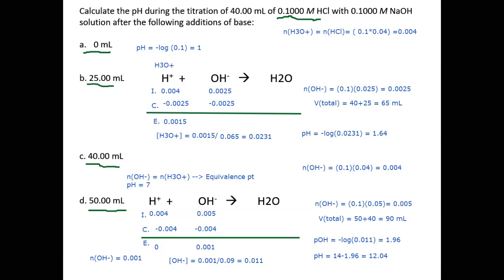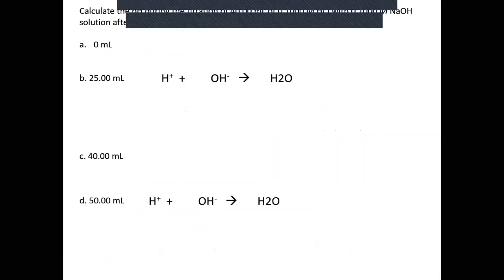If you're at the equivalence point, very easy. pH is 7. Moles of base equal moles of acid. And if you're beyond the equivalence point, your hydroxide is going to be greater than the H+. So you'll find the moles of hydroxide and then find the concentration of hydroxide, find the pOH and pH. Same calculations you do for a strong acid, strong base titration. Look at one more.